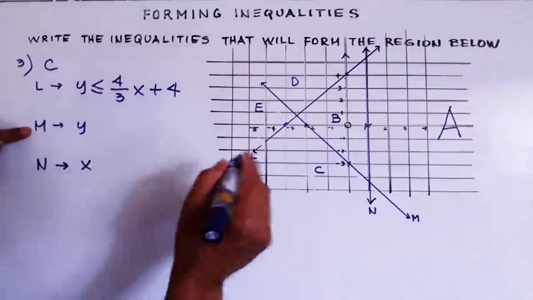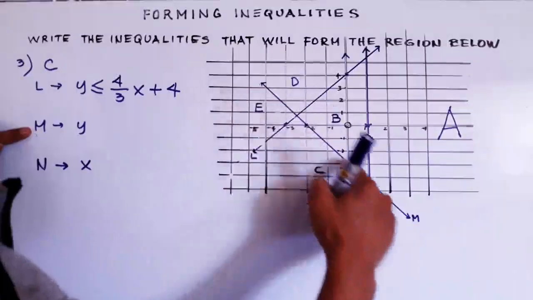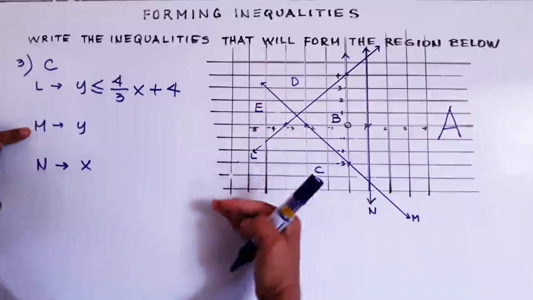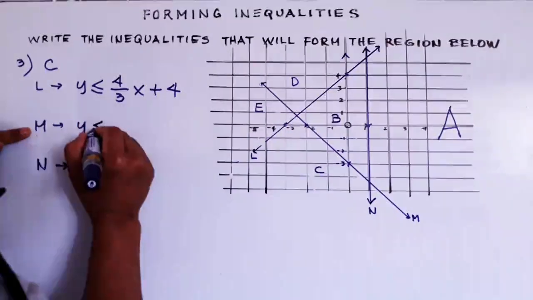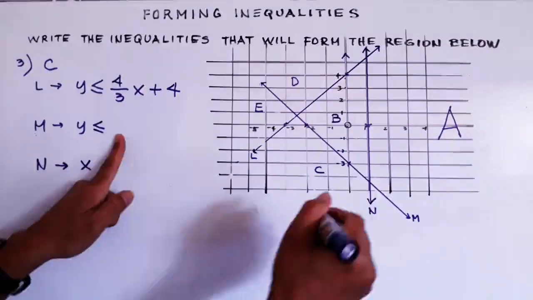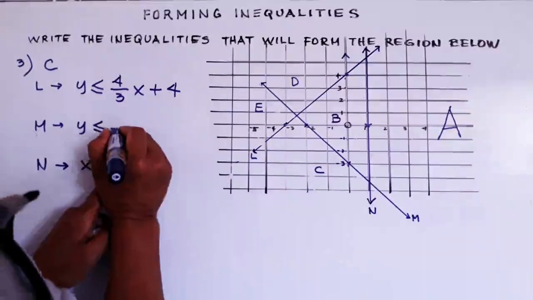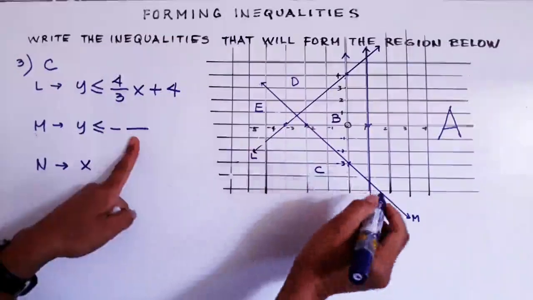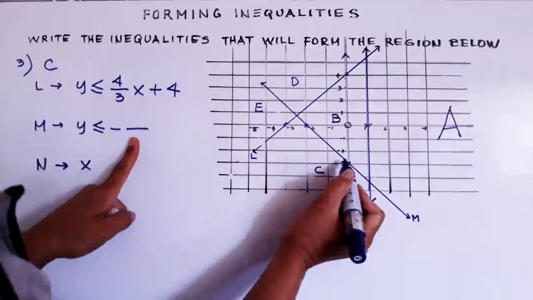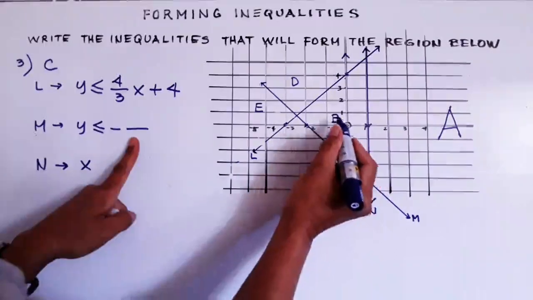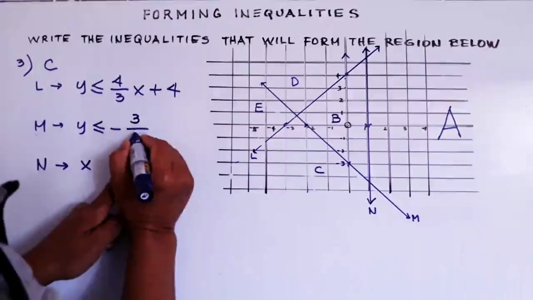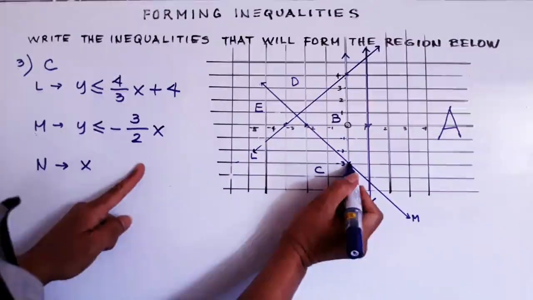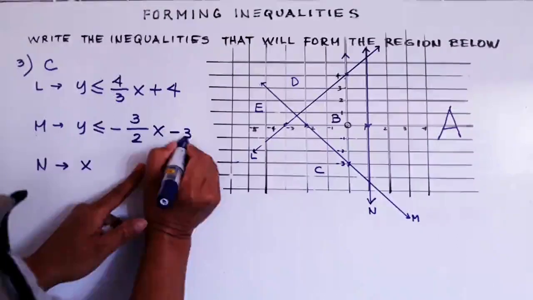For M, the same thing. Where's the M? Here is the M. To get the C, it should be moving here. So the values must be less than. So we put the less than here. And what is the equation again of this one? It's negative. Okay, we put the negative. Why do we know it's negative? Because it's slanting to the left. Okay, so here we have 1, 2, 3, 1, 2. So we have 3 over 2x. Intersects at what? Negative 3. So we have negative 3.